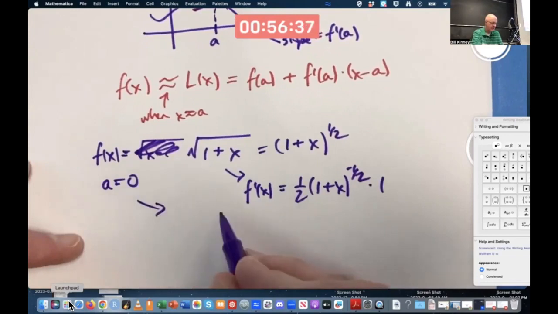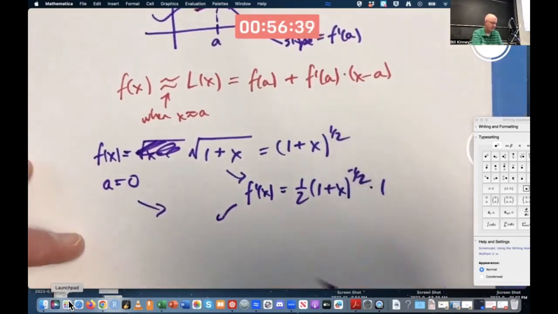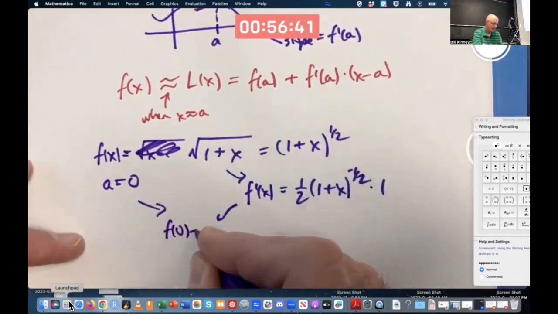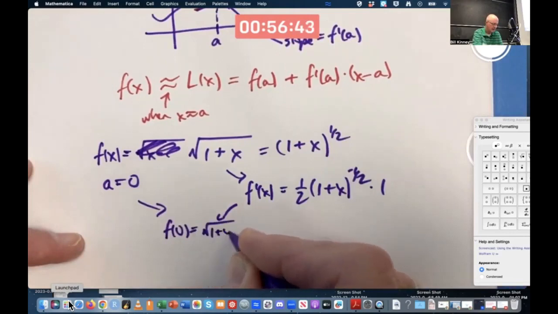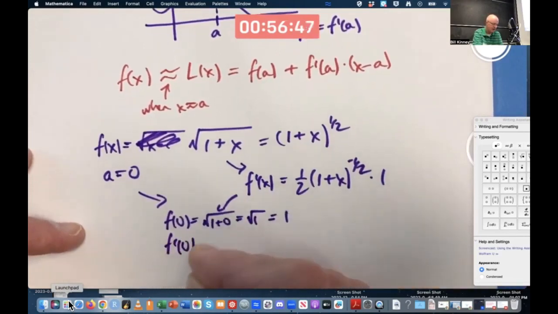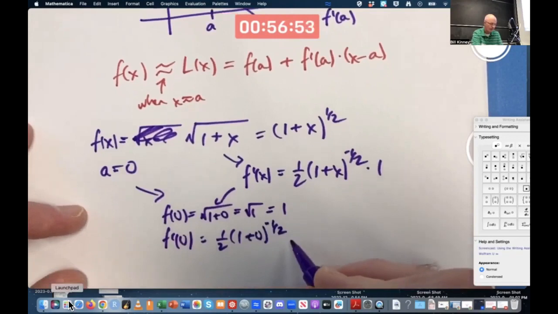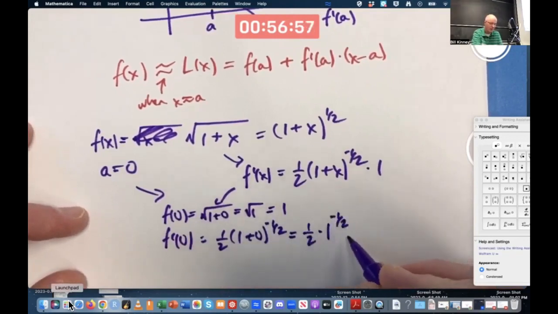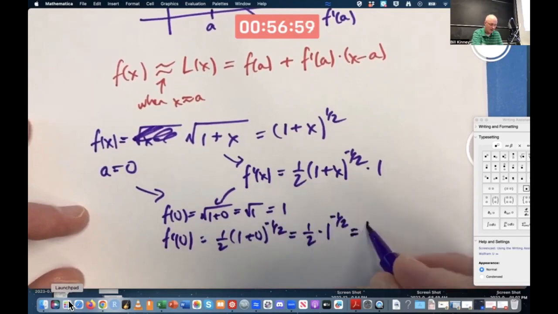A is 0. I need to evaluate f of 0 and f prime of 0. F of 0 is square root of 1 plus 0, which is square root of 1, which is 1. And f prime of 0 is 1/2 times 1 plus 0 to the negative 1/2, which is 1/2 times 1 to the negative 1/2. But 1 to any power is 1. We get 1/2.